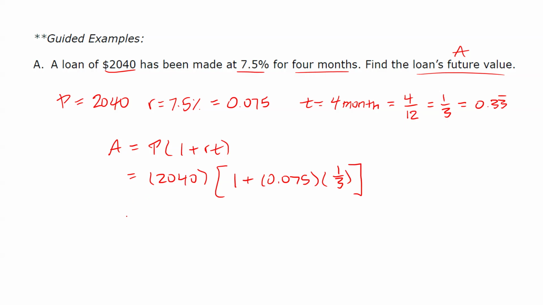So when I enter this into my calculator, remembering to keep all of my parentheses, I will get 2090.49. I need to round to the hundredths place because when we deal with money, we only have 2 decimal places to the right of the decimal point. So my total for my future value is $2,090.49.